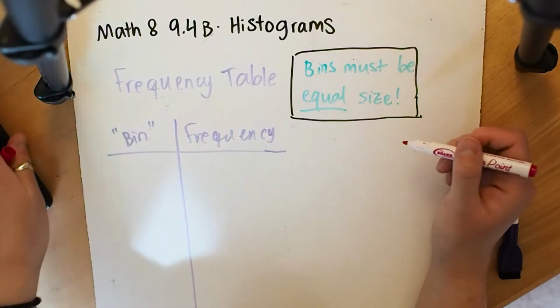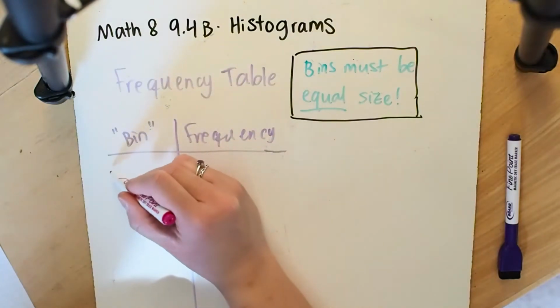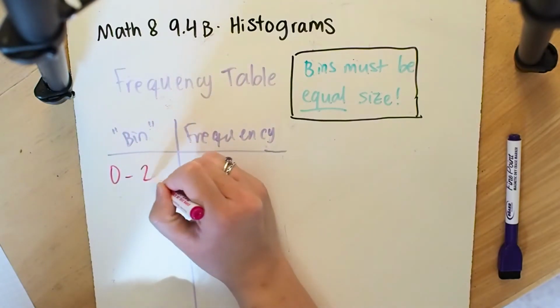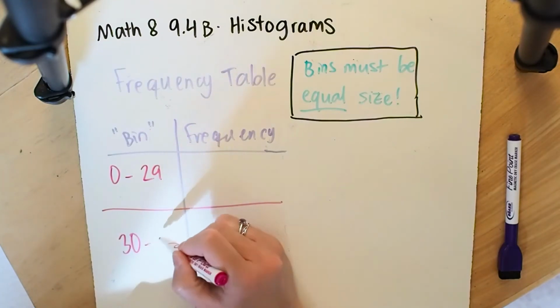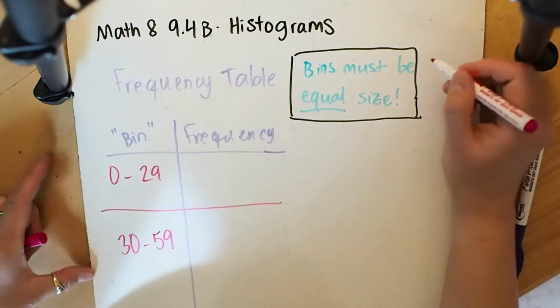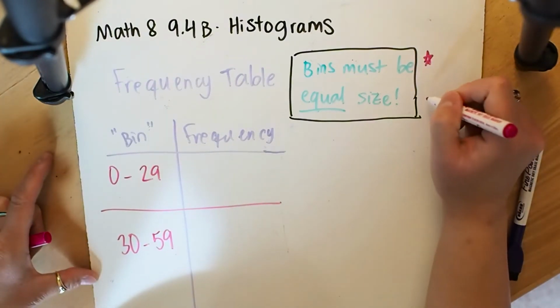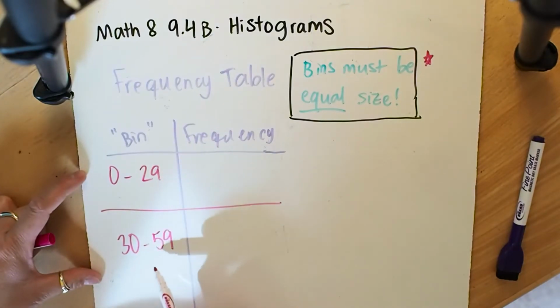Let's say that we decide to make a bin that is from the ages of, let's say, 0 to 29, and another bin from the values of 30 to 59. Notice that in each case, we follow the rule of bins being the same size. This one goes from 0 to 29, this one goes from 30 to 59.